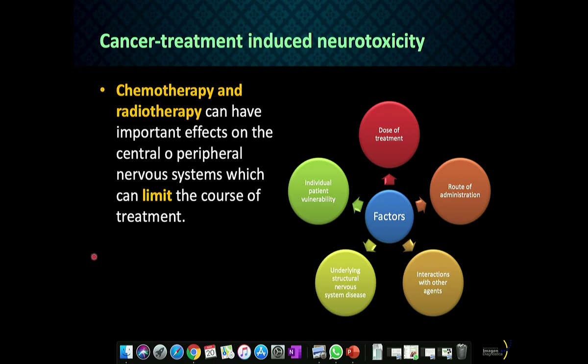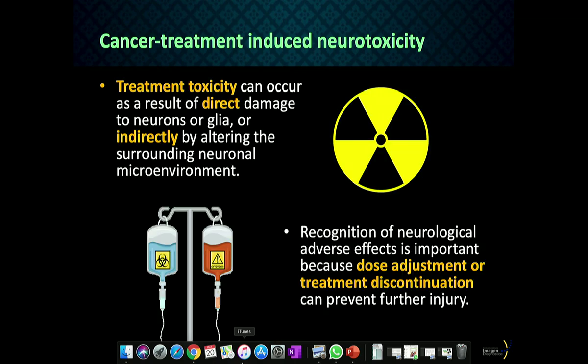Which are the factors that can lead us to these complications? Well, first of all, we have to consider the dose of the treatment. Another important thing is the route of administration. The most dangerous route is the intrathecal. Also, we have to consider interaction with other agents, whether the patient already has structural alterations in the white matter, and also individual patient vulnerability.